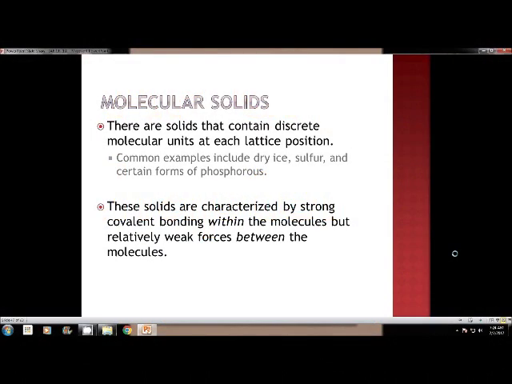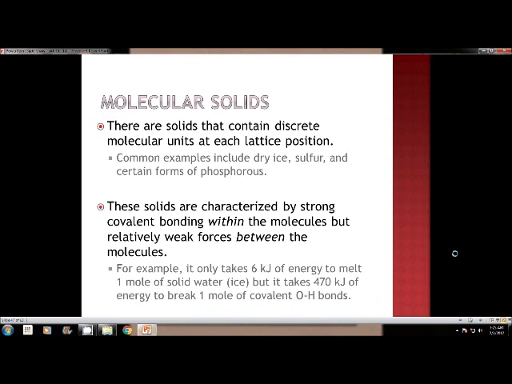In level 47, we're going to finish talking about the different types of solids so that we can round out and know more information about them. So molecular solids have discrete molecular units at each lattice position. Some common examples would include dry ice, which is carbon dioxide frozen in solid form, sulfur, and certain forms of phosphorus. These solids are characterized by strong covalent bonding within the molecules, but relatively weak forces between each molecule.